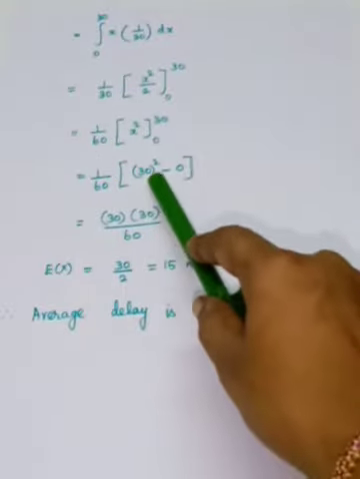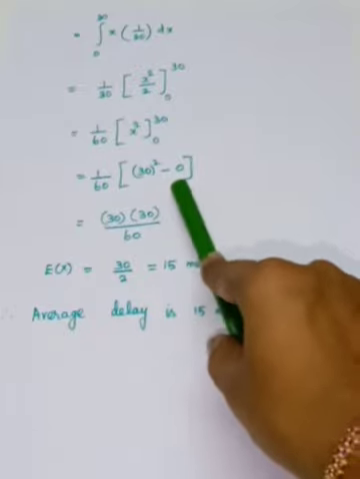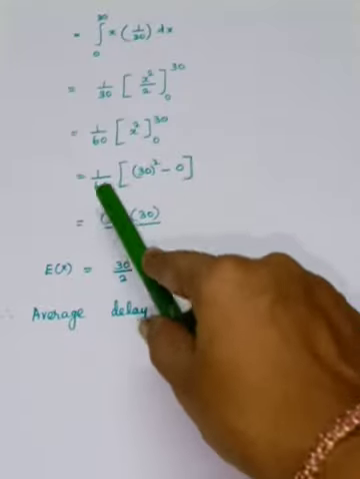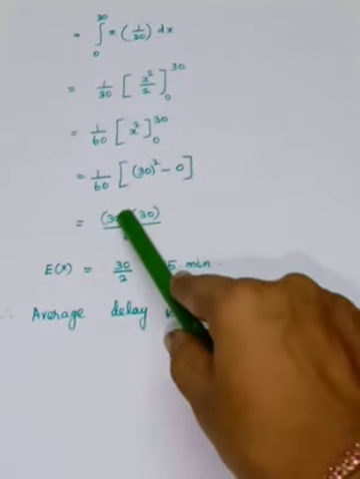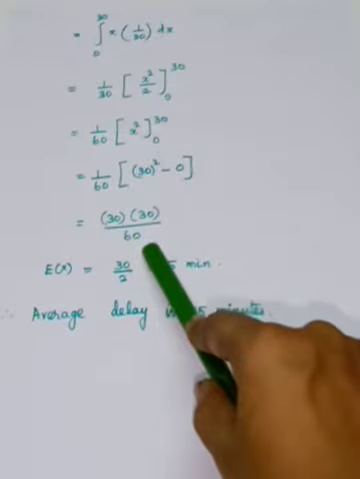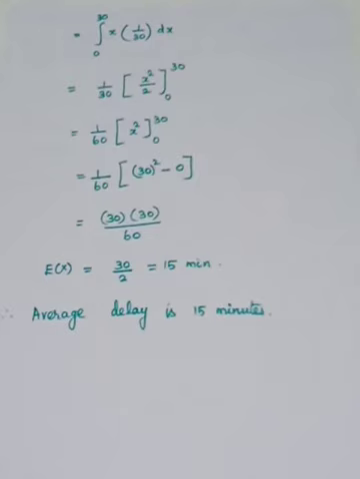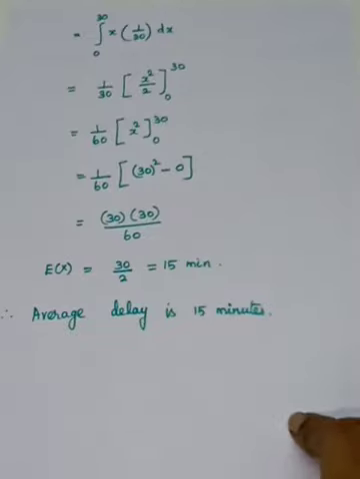Apply the upper limit, that is 30 the whole square, minus, when you apply the lower limit, it is 0. So 30 the whole square is 30 into 30 divided by, here this 60 will come. So 30 and 60 if you cancel, here you will have 2. So 30 by 2. 30 by 2 is 15 minutes. So therefore, the student waits 15 minutes from the time he reaches the train station. So the average delay, average means it's a mean, so E of x only we have found, so therefore the average delay is 15 minutes.